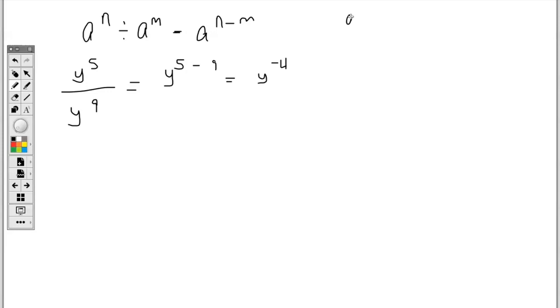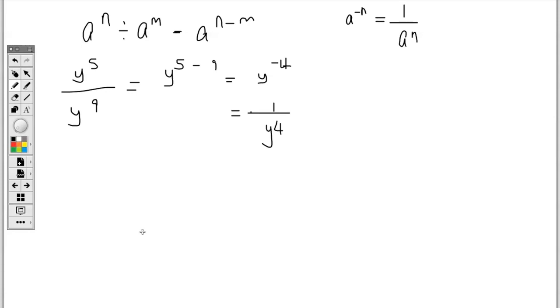Now this is another rule. There's a rule that states when you have a negative power, you can rewrite it as 1 over a raised to the positive power. So applying it here, I will have 1 over y raised to the positive 4. So you just change the sign from negative to positive once you have it in this fractional form.